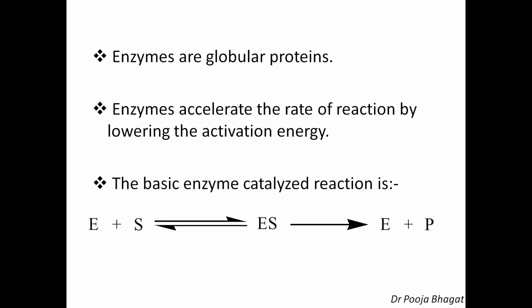And third and the last point is that the basic enzyme catalyzed reaction is that the enzyme forms a complex with the substrate to give enzyme substrate complex, and this is formed when the substrate binds to the active site of the enzyme. So the substrate when binds to the active site of the enzyme results in the formation of enzyme substrate complex, and then the product is released and enzyme is regenerated and therefore can be used again. Now we can study the factors.